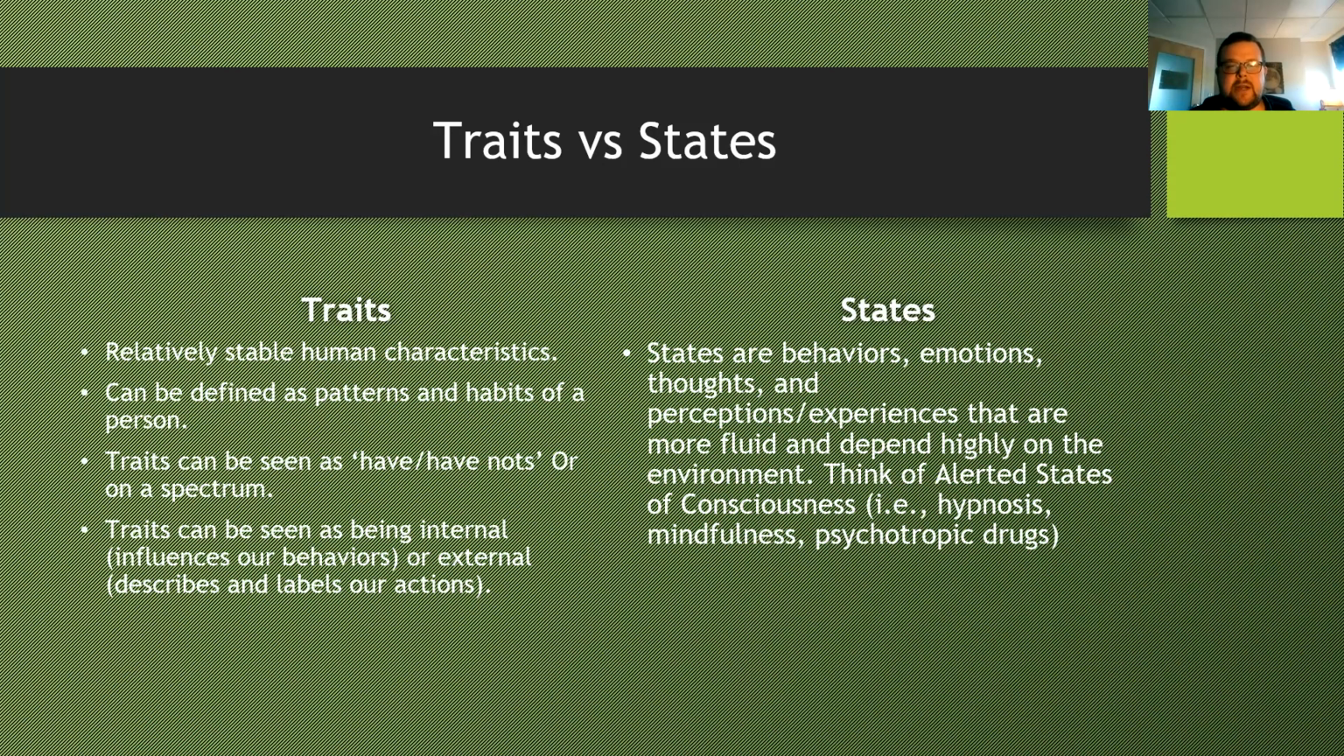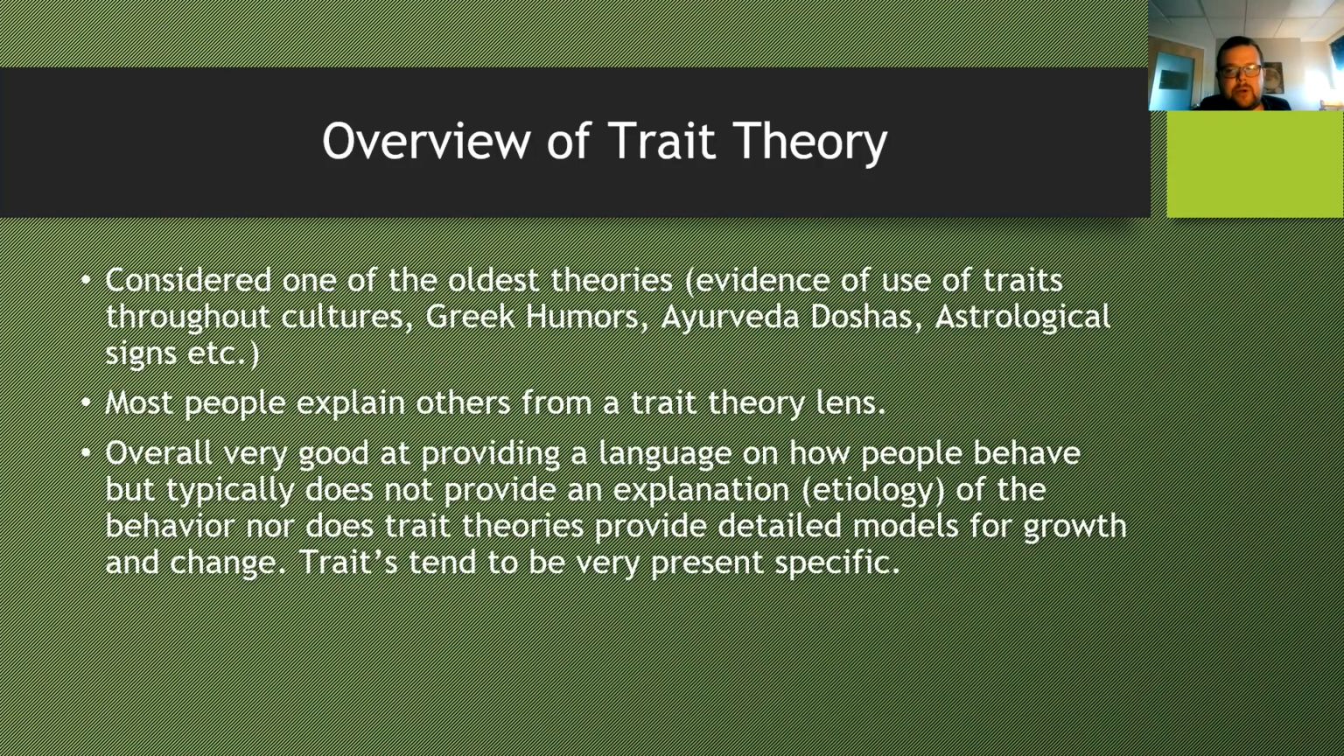So I'm going to go on to the next slide. Here's a brief overview of trait theory. It's considered one of the oldest theories because we have evidence of using traits throughout culture. Anytime a culture or historical individual has tried to describe another person's personality, they typically have used traits.